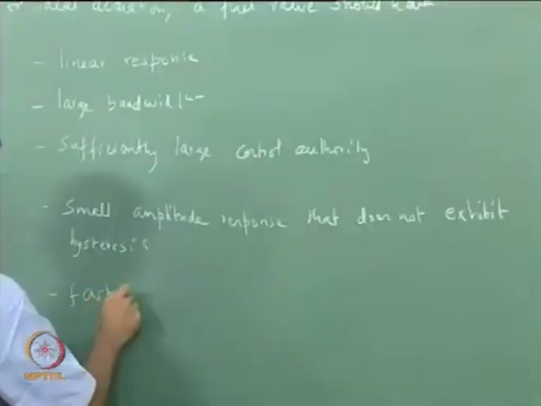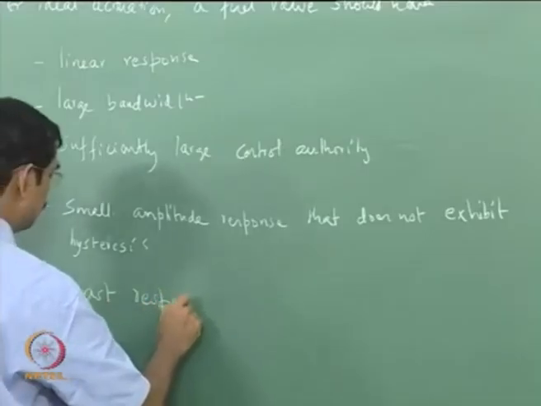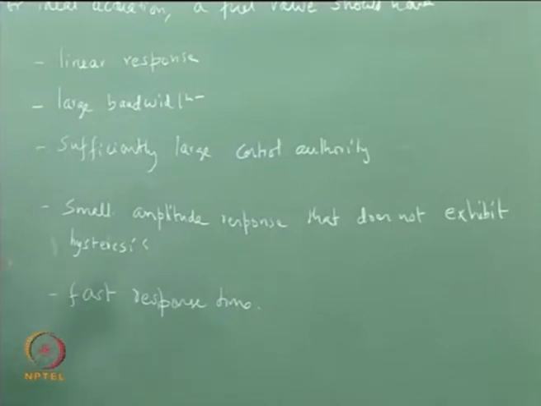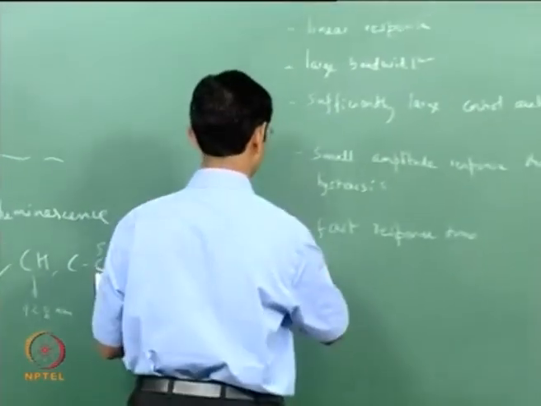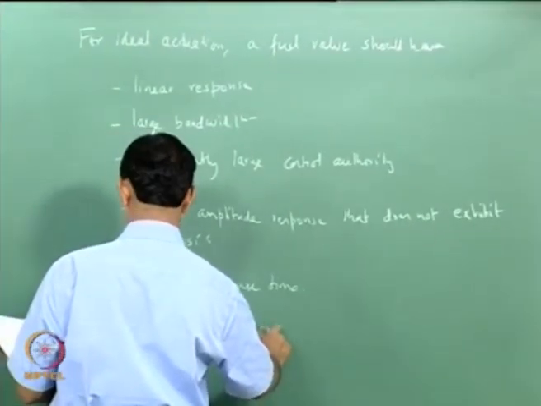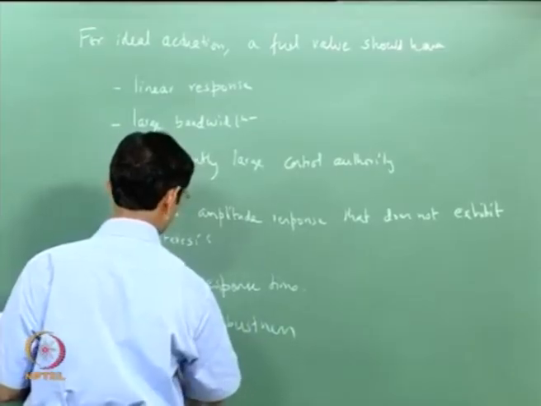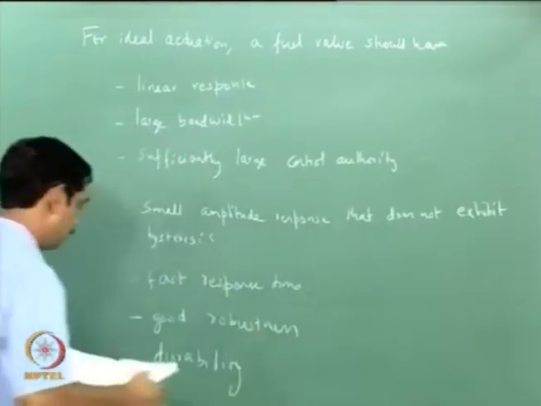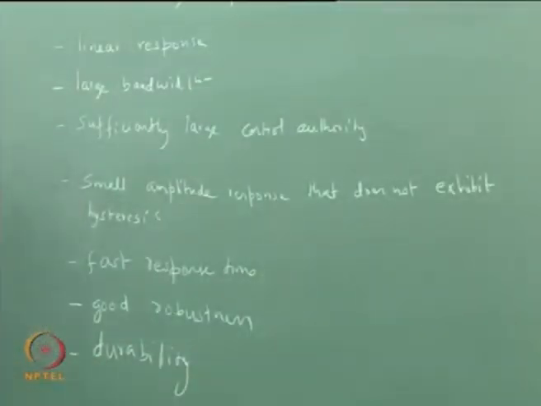And fast response time. The small amplitude response should not exhibit hysteresis, and usually it does, that is the problem. And then you need fast response time, because if the response time is very slow, we are talking about inherently fast oscillatory phenomena, so it will not work. And good robustness and durability. So you have to have this work for several years without any problem.